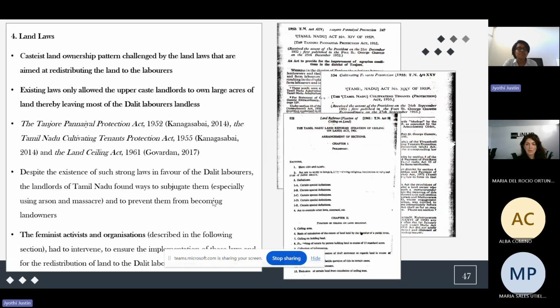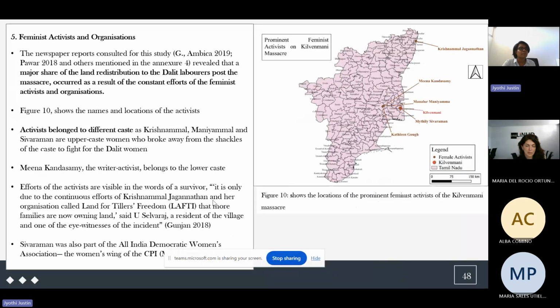We also looked at the land laws on the massacre, and we found that there was a restructuring of the land laws after the massacre to ensure that land was redistributed to Dalits and to improve their living conditions. Female activists and organizations took part in this process of restructuring land laws. There is also a presence of feminist activists and organizations in the efforts to rehabilitate the survivors of the Kilvenmani massacre.